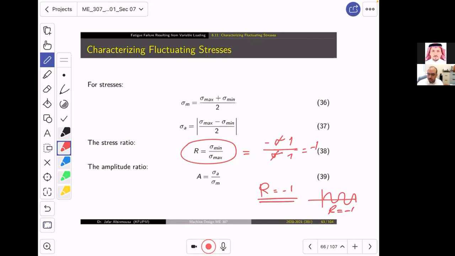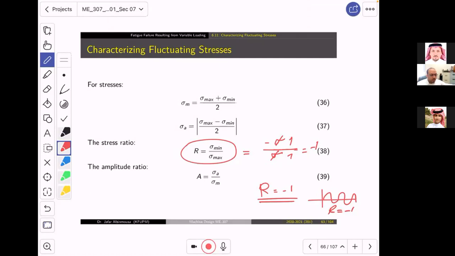In general, whenever we want to characterize a material, what do we do? We run the test with an R ratio of minus one. This is the first choice. Why do you think so? So we can get the mean as zero. Okay, why do we want the mean to be zero?